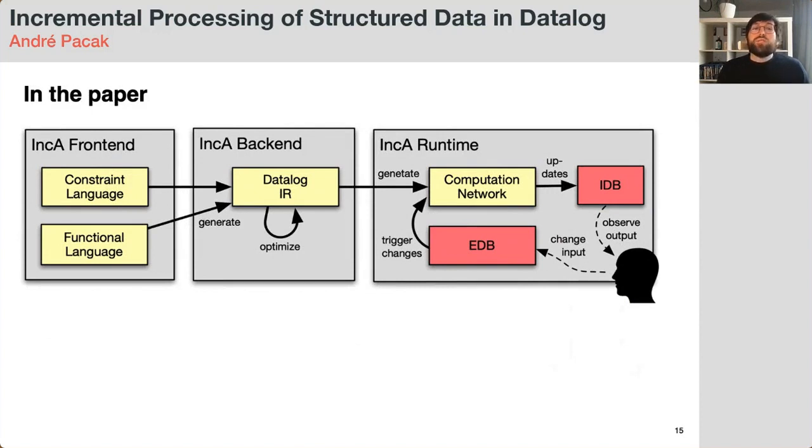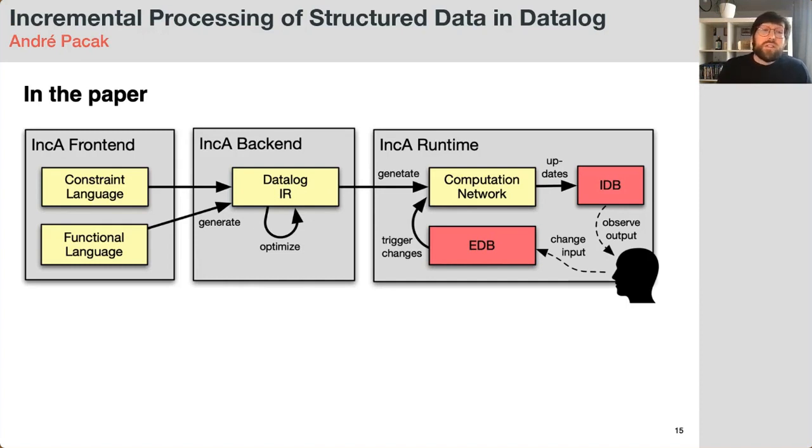In the paper, we also describe the architecture of the INCA framework. And INCA provides two front ends that compile down to Datalog, which serves as an intermediate representation. And the intermediate representation program will then be used to generate a computation network that represents the incremental Datalog solver. The computation network will then react to changes of the input and reads the input relations and updates the output relations accordingly.